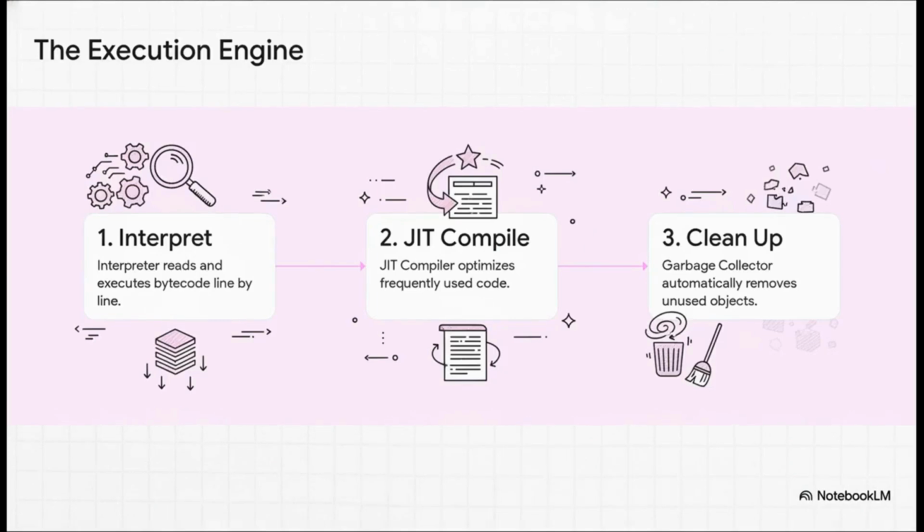Okay, so our code is loaded, the memory is all set up, now it's finally time to get some work done. And that is the job of what's called the execution engine, which has three main parts: an interpreter, a JIT compiler, and the garbage collector.